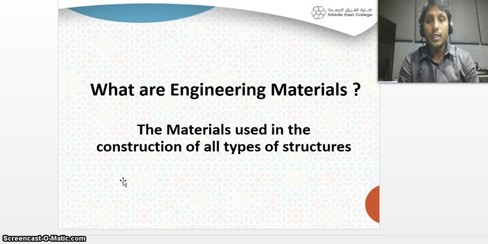What are engineering materials? Generally, as we discussed in the class, the materials which are used for engineering purposes are called engineering materials. If the materials are used for building construction, they are called building materials. Like construction purpose, they are called construction materials. But the materials used in the construction of all types of structures can be commonly called engineering materials.